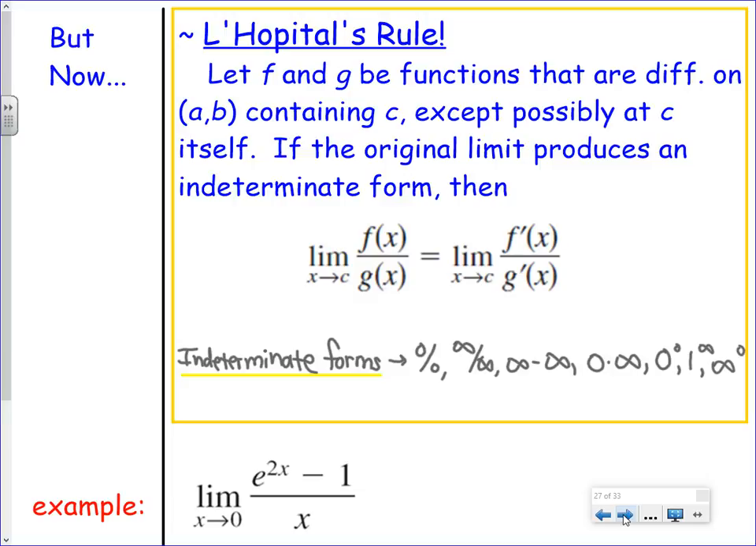L'Hopital's. Let f and g be functions that are differentiable on, hold on. The AP, starting this year, is going to be spelling it like that. Change the spelling. L'Hopital. Say it the same way. Don't call it the hospital, I suppose you can. Just we're all going to be cringing.